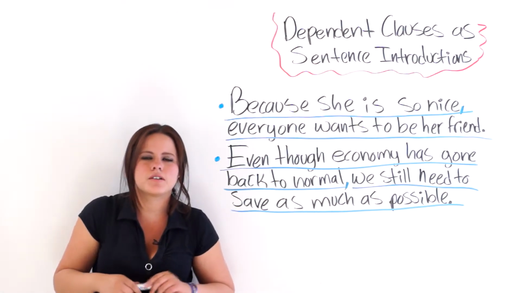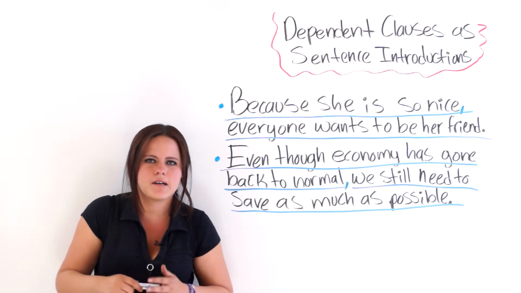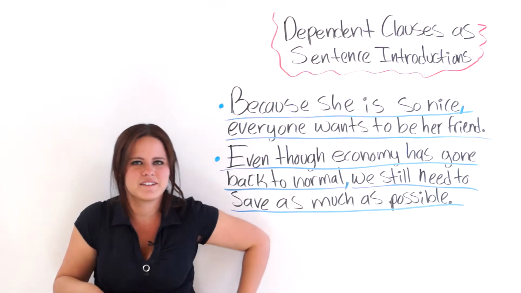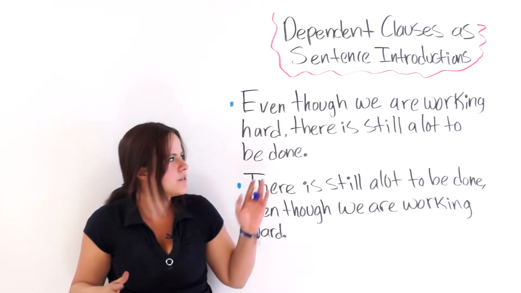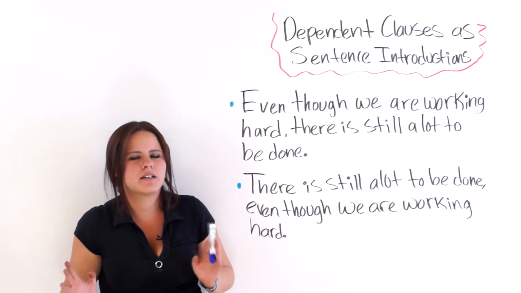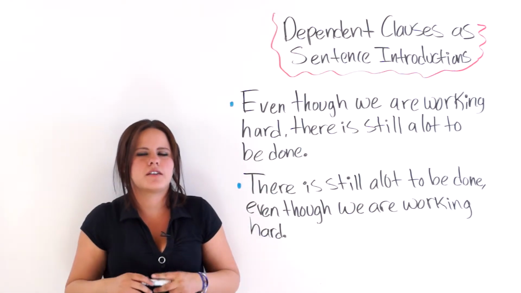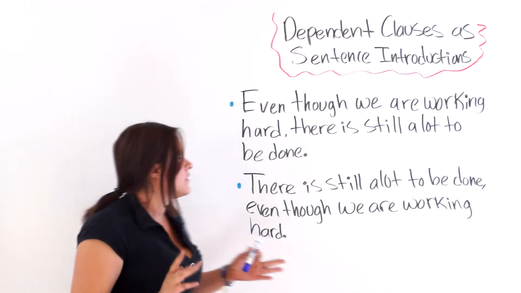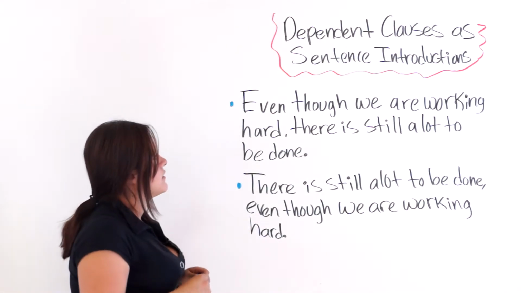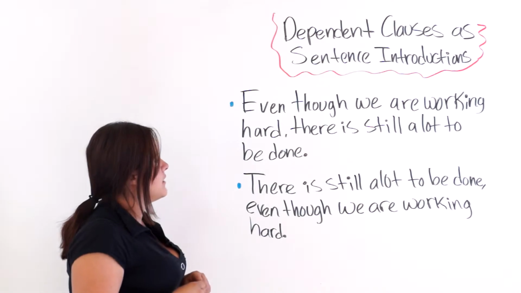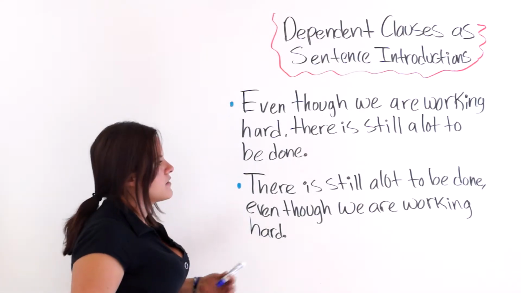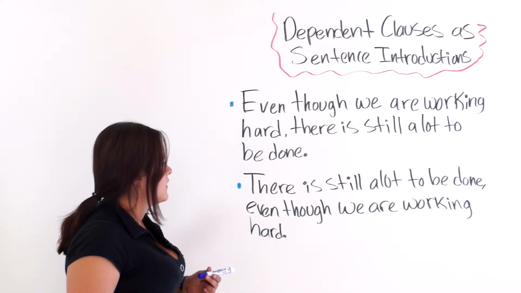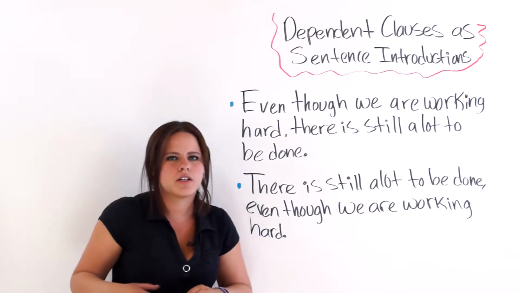Next, I will give you some practice sentences and examples so that you can practice with me. Now you are going to help me figure out which of these two sentences have a dependent clause introducing the sentence. The first one says, "Even though we are working hard, there is still a lot to be done." The next one says, "There is still a lot to be done, even though we are working hard."